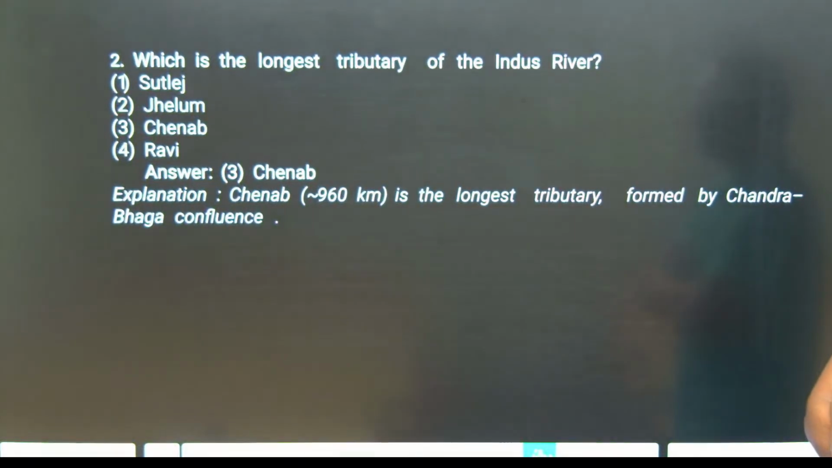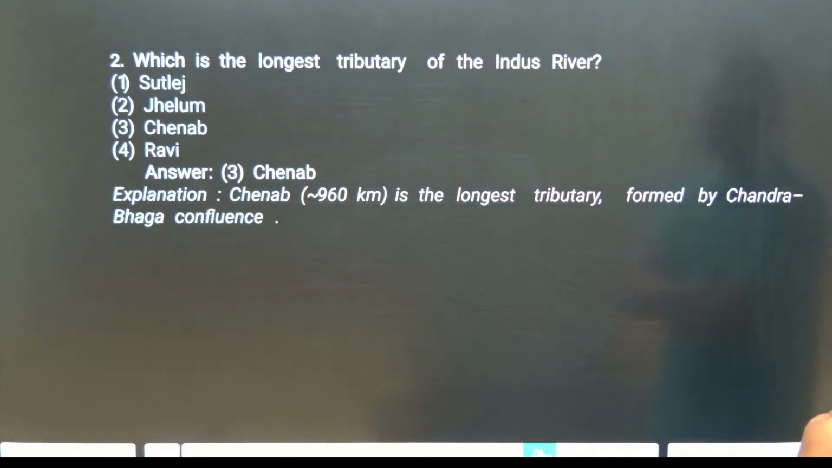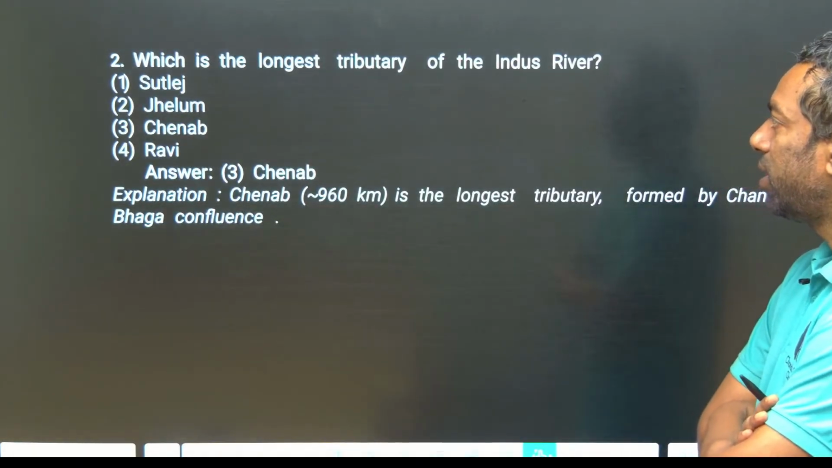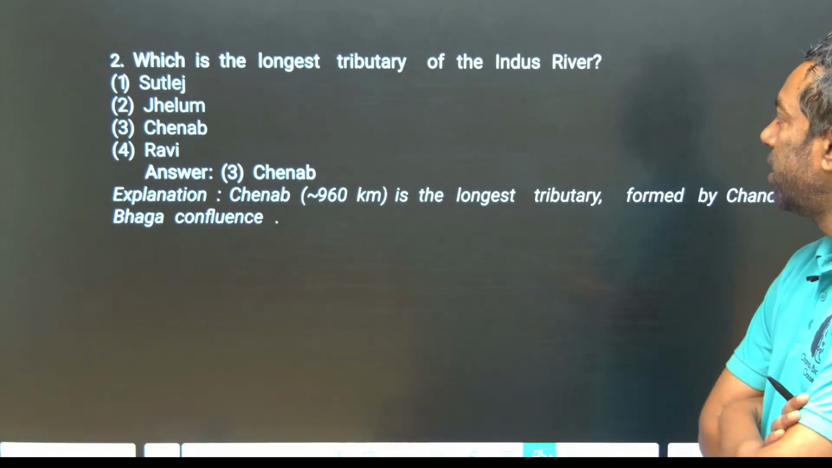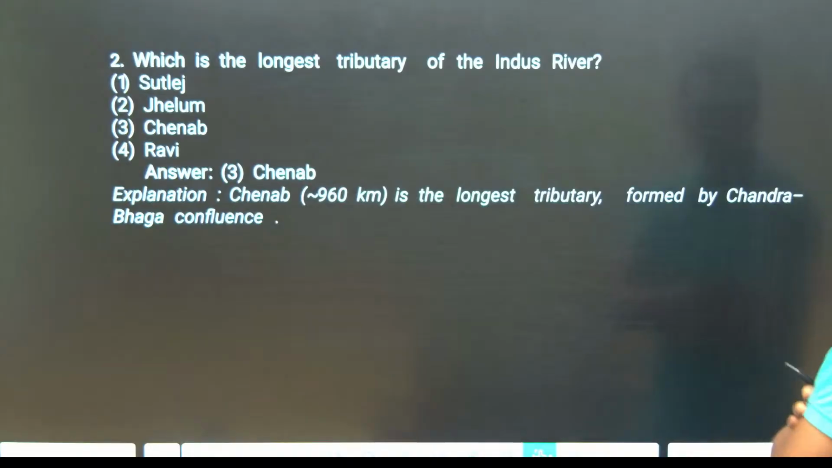Which is the longest tributary of the Indus River? Chenab. Chenab, 960 kilometers, is the longest tributary. Chenab is formed by the Chandra and Bhaga confluence. Okay, the longest tributary of the Indus River is Chenab. Next.